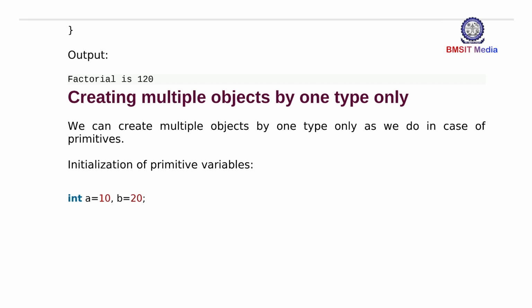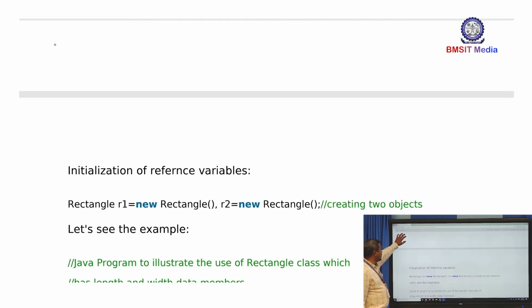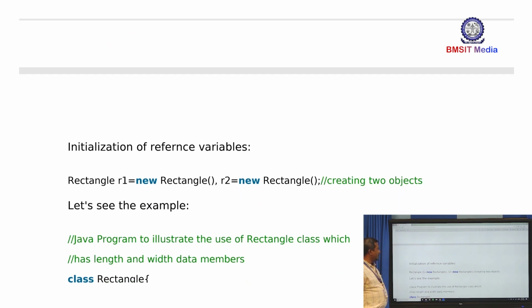We can create multiple objects of one type only, as we do in the case of primitives. Initialization of a primitive variable is a normal variable initialization, where integer a is equal to 10 and we are assigning b is equal to 20. Then after that, initialization of a reference variable.